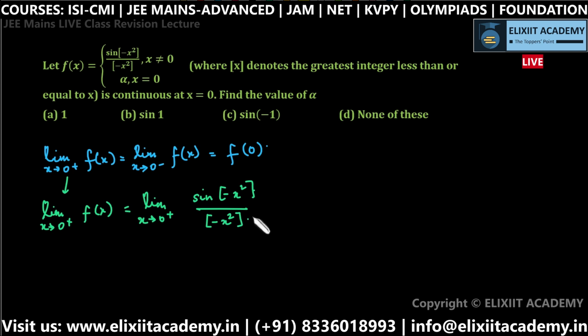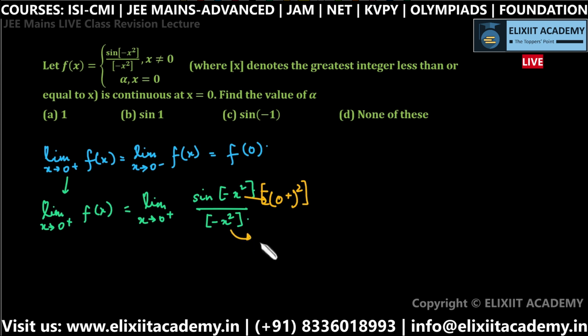Now, if you take x tends to 0 plus, this is basically 0 plus whole square minus of 0 plus whole square, right? 0 plus means what? A number which is very close to 0. You're approaching 0 from the right hand side. 0 plus is 0.00001, suppose, like this. So basically what we are having is the greatest integer of minus of 0 plus whole square.